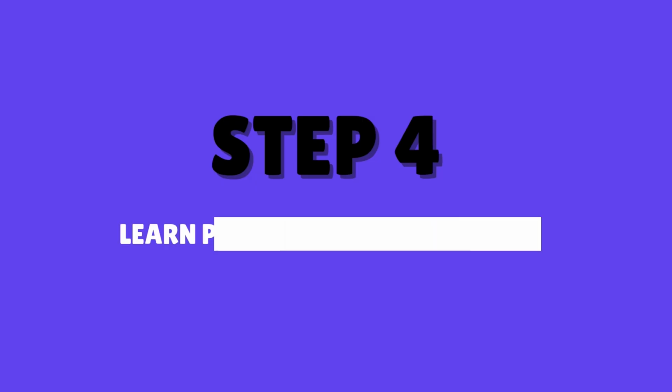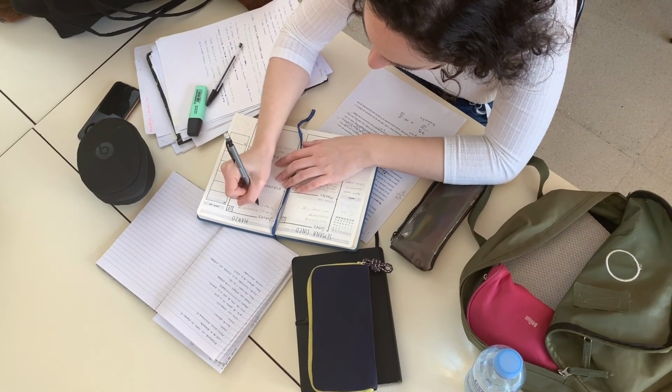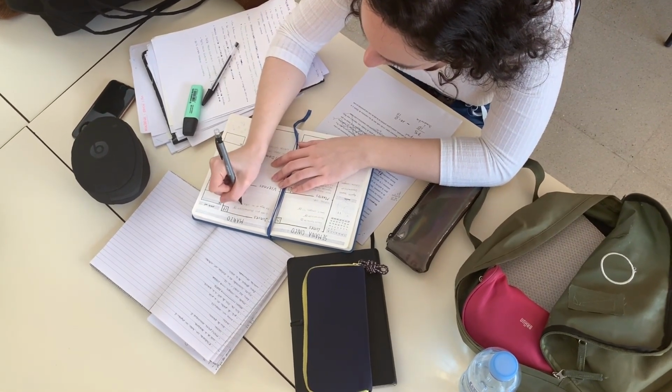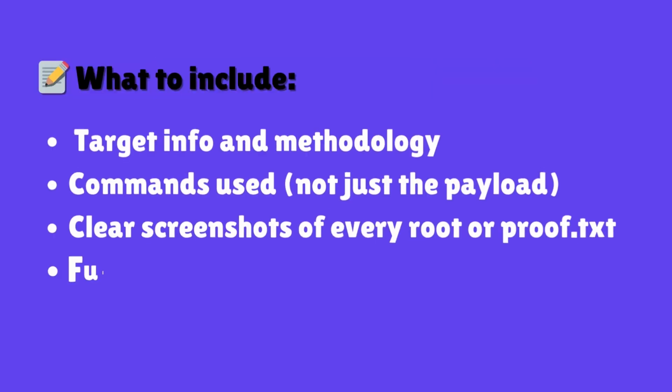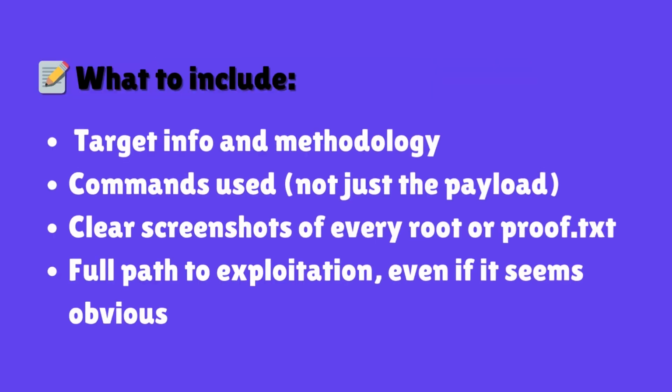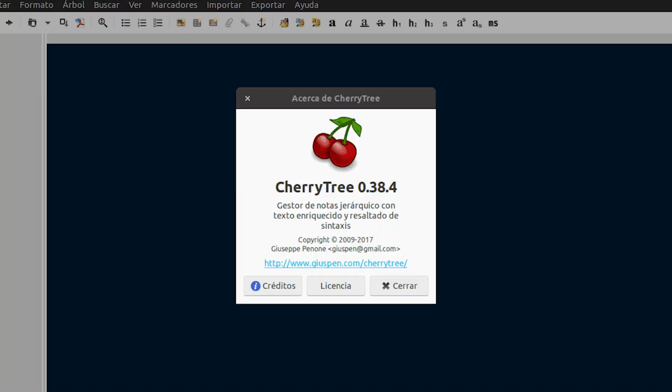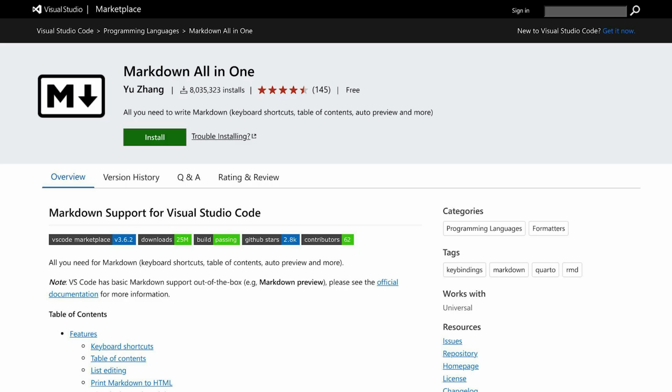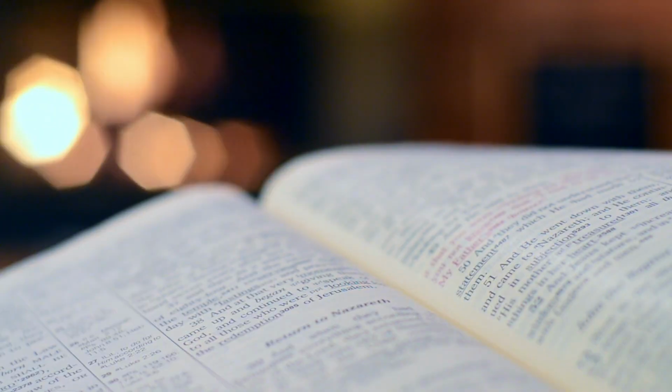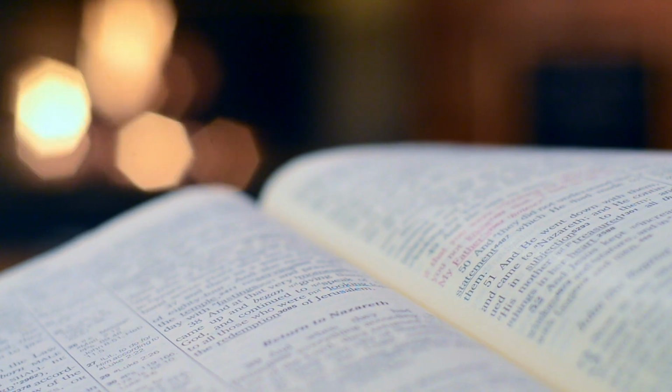Step 4, learn professional reporting. The OSCP exam doesn't just test hacking, it tests documentation. What to include: target info and methodology. Commands used, not just the payload. Clear screenshots of every root or proof.txt. Full path to exploitation, even if it seems obvious. Tools to try: Obsidian, CherryTree, or even Markdown in VS Code. Do it now, don't save reporting practice for exam day.